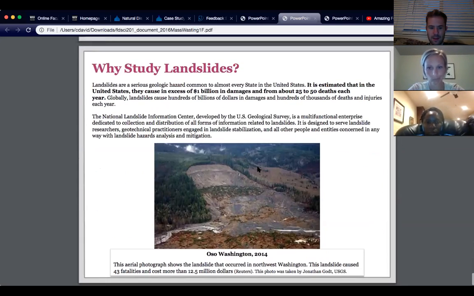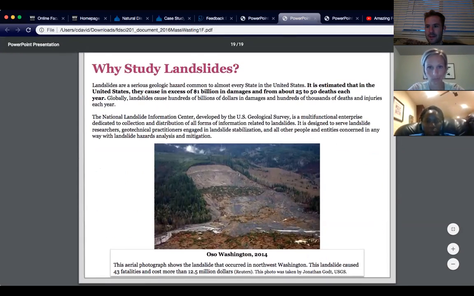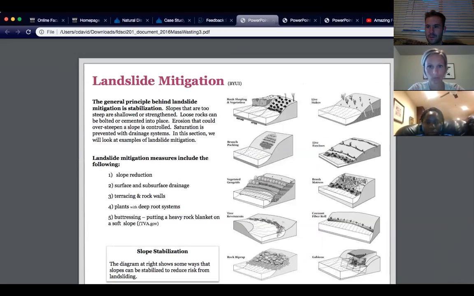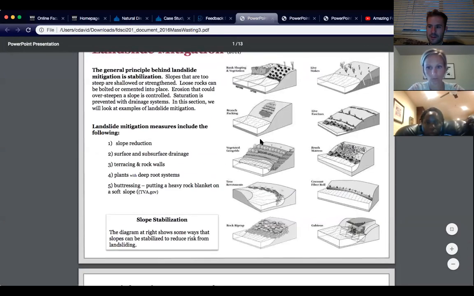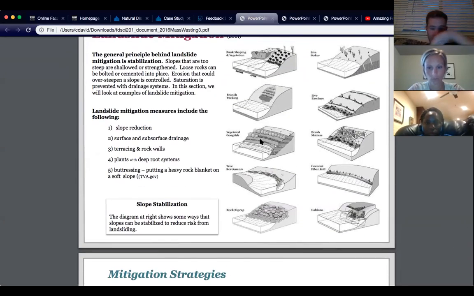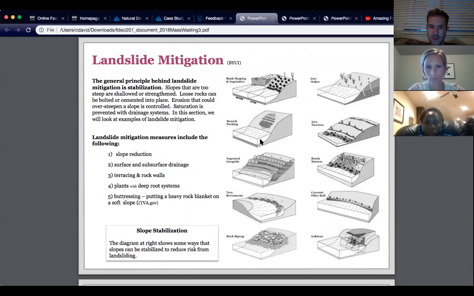And I think that's all we're going to talk about on this slide. And we'll go real quick to this, which talks about landslide mitigation. This is a really quick one. I won't spend a lot of time on here. So there's a couple of things we can do. Slope reduction: basically we take a slope that's like this, shave it down till it's less steep.